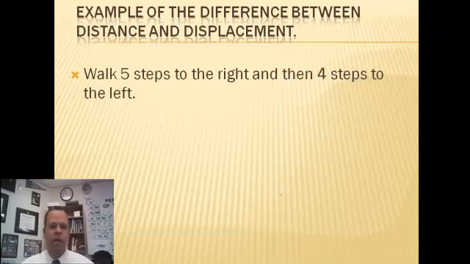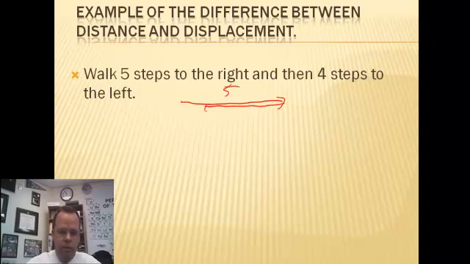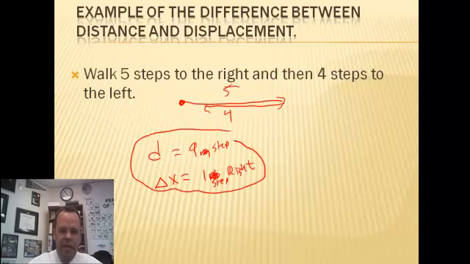This is the example that we were just looking at in the two cases. 5 steps to the right, 4 steps to the left. The distance, so once again draw this out, would be 9 meters. Distance doesn't care about direction. The displacement would be 1 meter to the right, or 1 step in this case, I guess. Big difference you see there between distance and displacement.